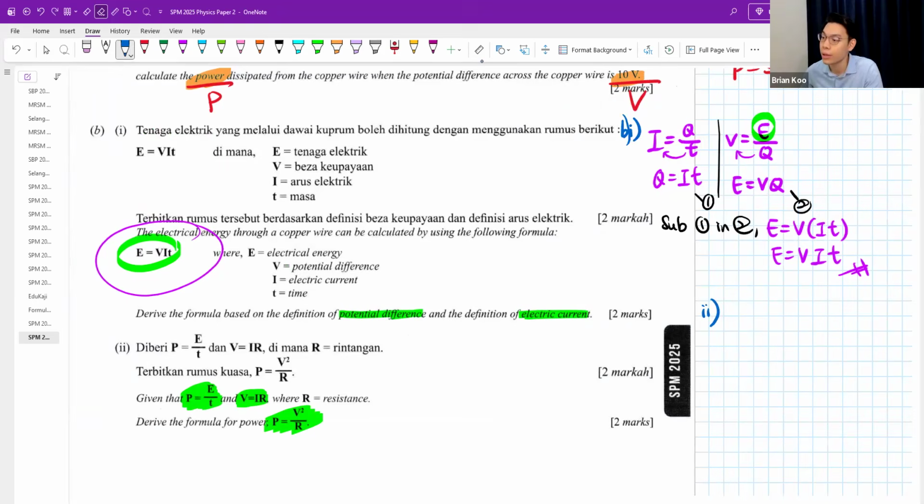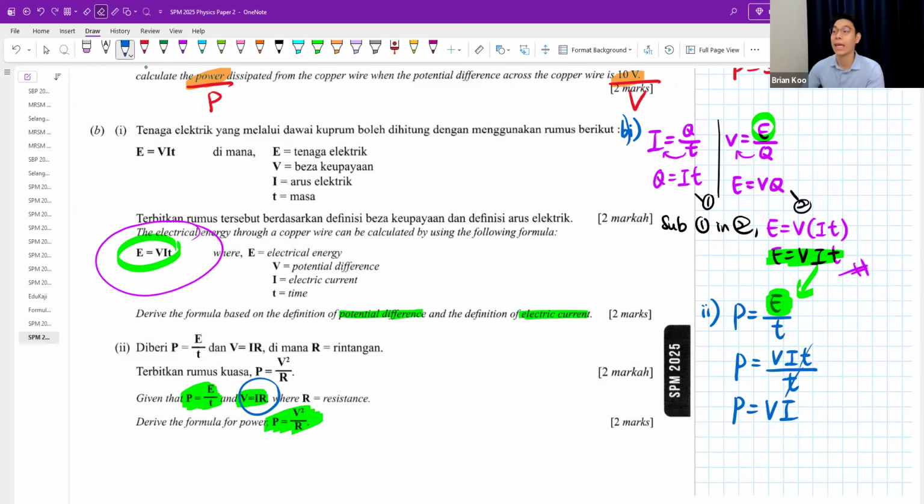In B2, we start like this. Okay, and then later I need to use V equals IR. And then I want to get V squared over R. The problem is right now I need to find a way to remove the E. What is E? E is this, VIT. When you put in E equals VIT, you straight away get 1 mark already. The T can cancel. This is how you get P equals VI.